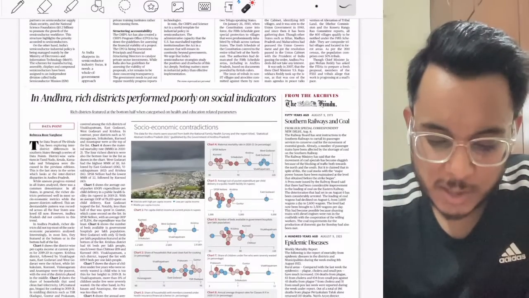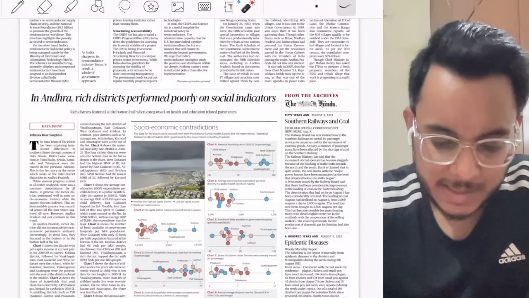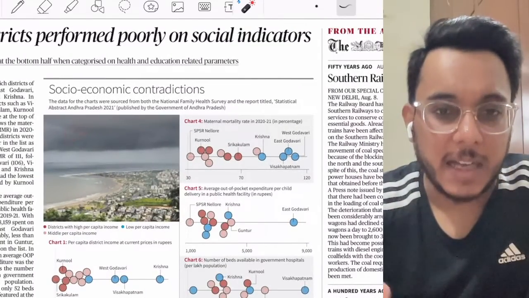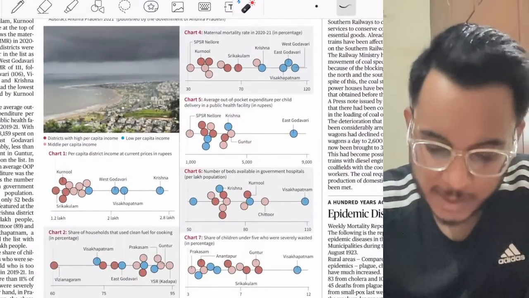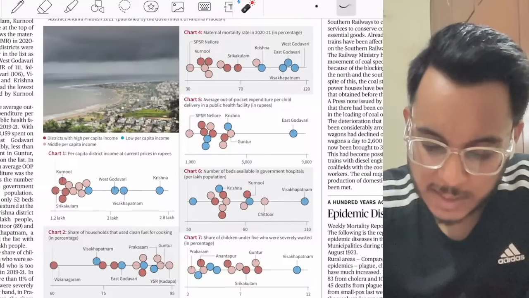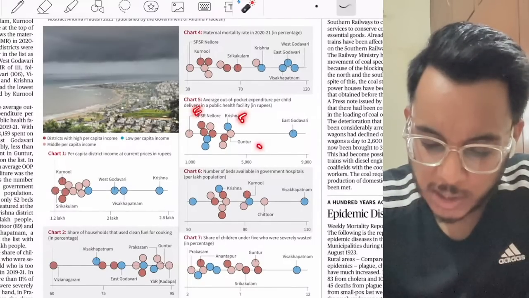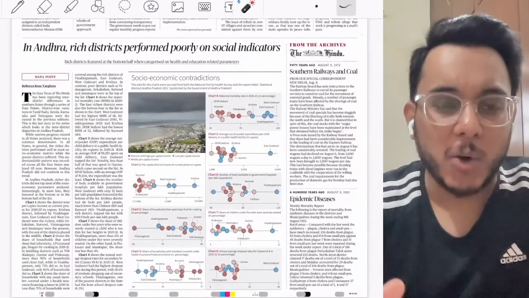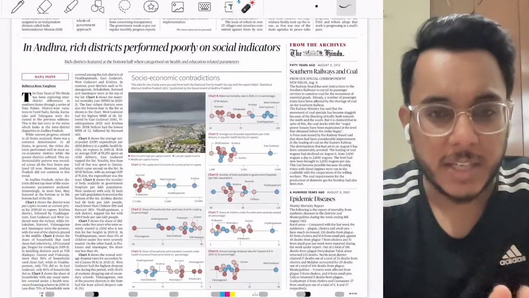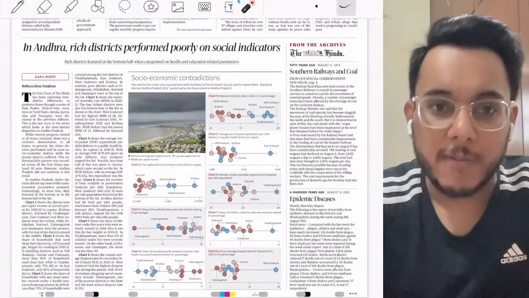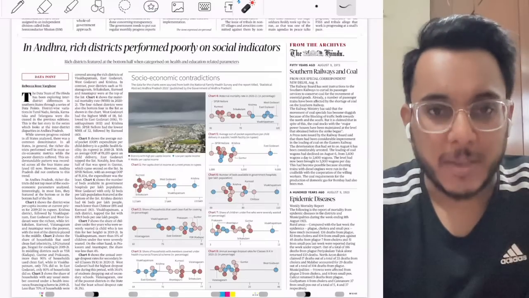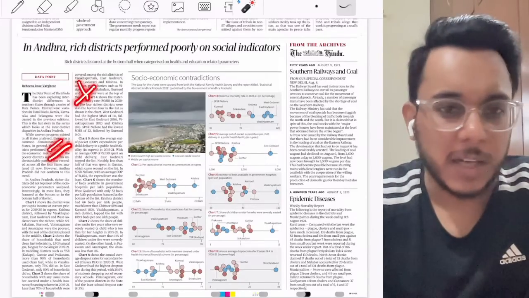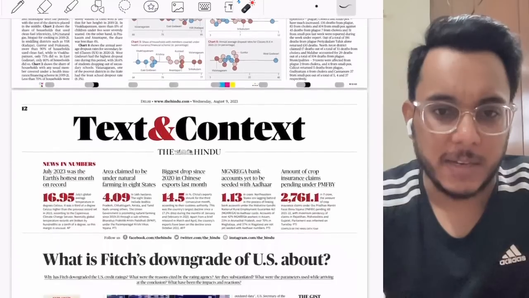In Andhra, rich districts performed poorly on social indicators. Now, guys, understand this thing. This article is talking specifically about Andhra Pradesh-specific data: out-of-pocket expenditure, Nellore, Krishna, Guntur region, East Godavari. For the UPSC exam, guys, you are not required to go into too much detail on the district-wise data. However, if you are preparing for the Andhra Pradesh Public Service Commission, you can refer to this particular article, but otherwise, the article is not that relevant.